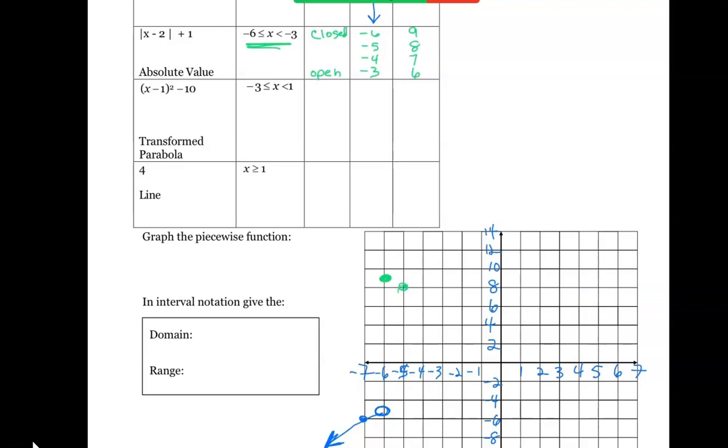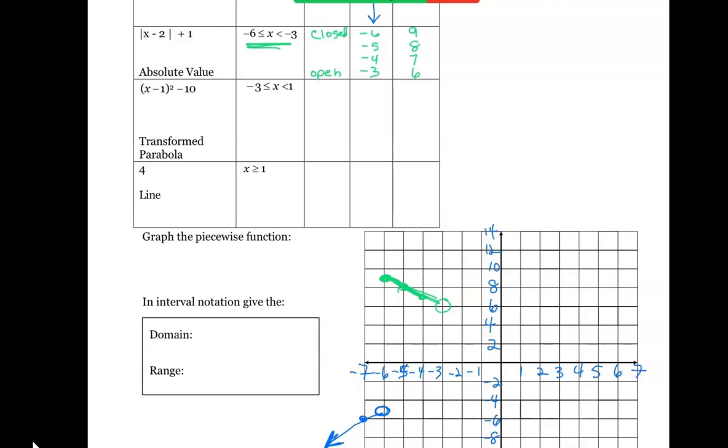Okay, -4 and 7. And then I get down to -3 and 6, and that is going to be open. So I'm going to connect only the green. Do not connect the green with the blue. All right, so that's the next piece of it. Now let's go for the third piece.